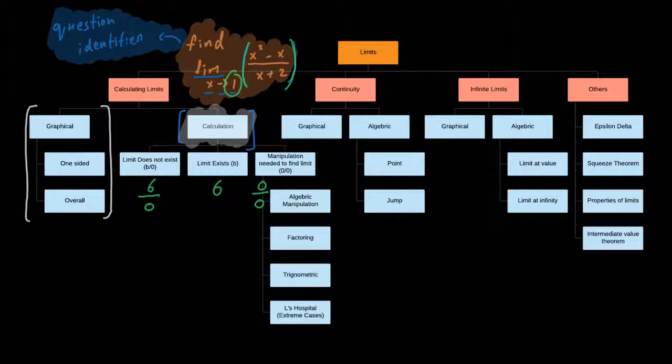For the first scenario, where 0 is in the denominator, we simply say that the limit does not exist. For the second scenario, if we get a numerical value 1, 2, 3, 5, 6 or any other value, we say that the limit does exist and the value of that limit is 6. And in the third scenario, we will get a 0 out of 0. For that, we will need some manipulation that we will see in the next couple of videos. For this video specifically, we'll cover the scenario where the limit exists.